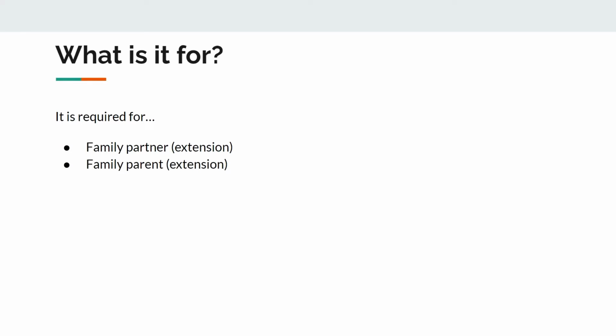So what is it for? It is required for family partner extension or family parent extension. And the A2 test is the successor to the A1 test. So if you don't already know, when you first come to the UK on a spouse visa or to meet your family, you have to give the A1 test.